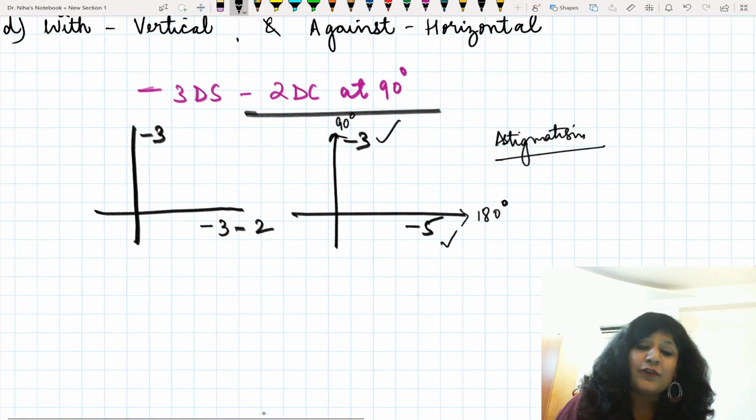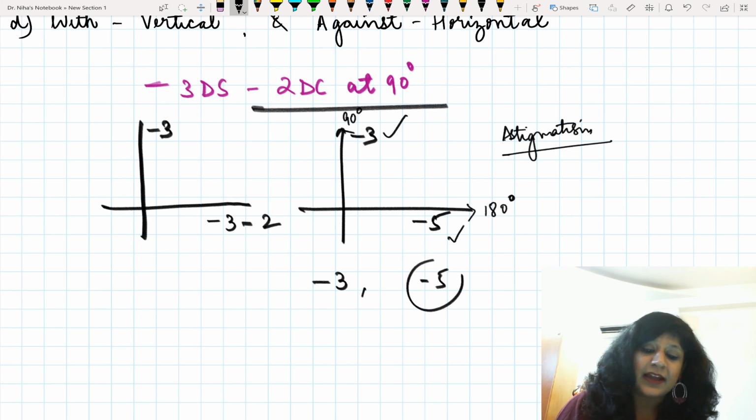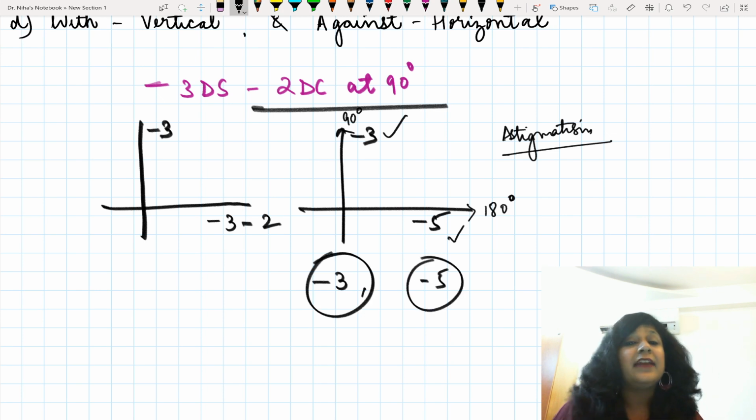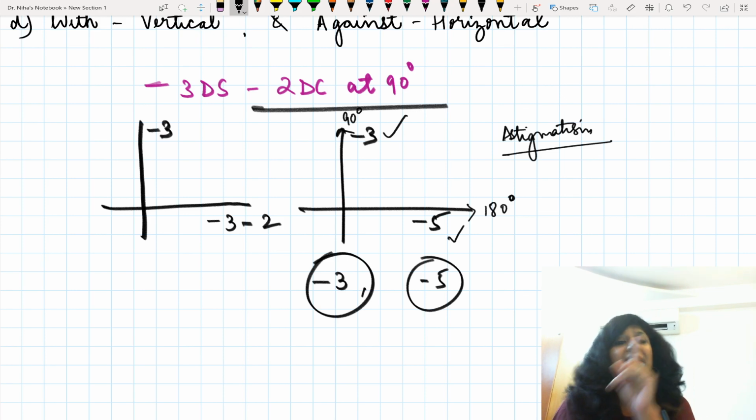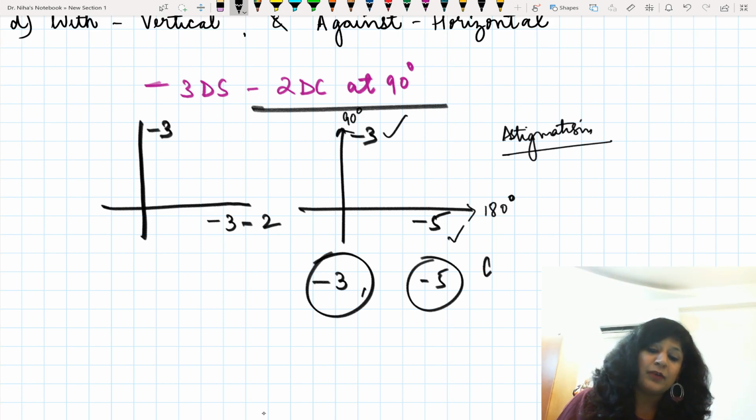Now what kind of astigmatism is it? See here, -3 and -5. So both are minus signs, right? And none of them is emmetropic. If one is emmetropia and the other has power, then it becomes simple. But here we have both the powers. So it becomes compound astigmatism, and because both are minus, it is compound myopic astigmatism.